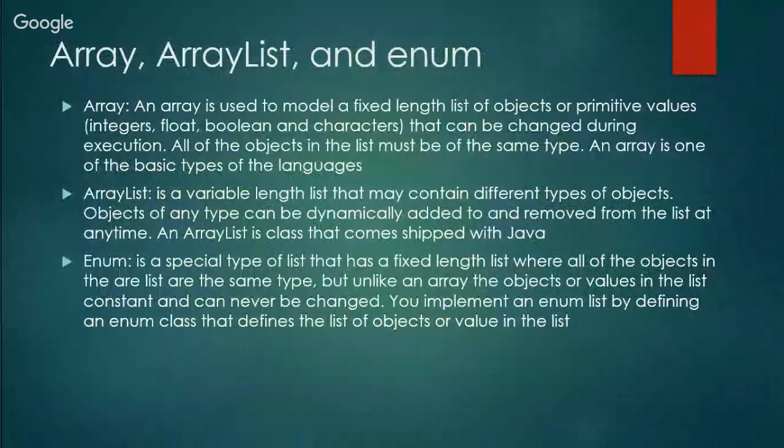Also, I'm going to explain a little bit the difference between an array, an array list, and an enum. An array is used to model a fixed length list of objects or primitive values like integers, floats, booleans, and characters that can be changed during execution. All of the objects in the list must be of the same type. An array is one of the basic types of the language.